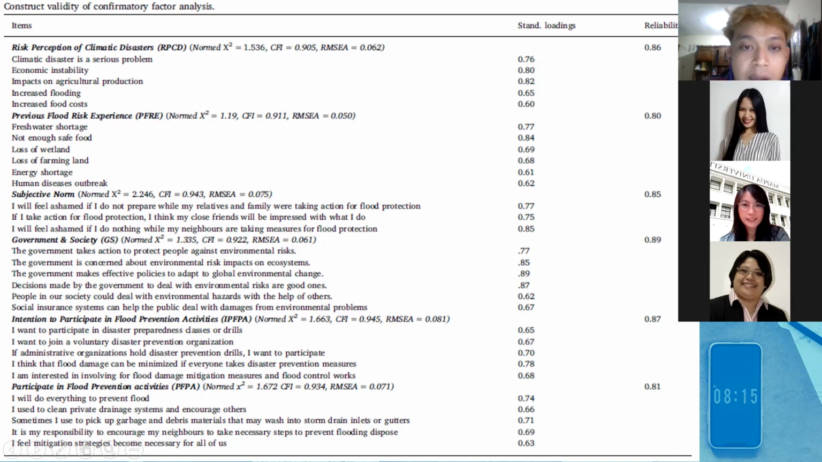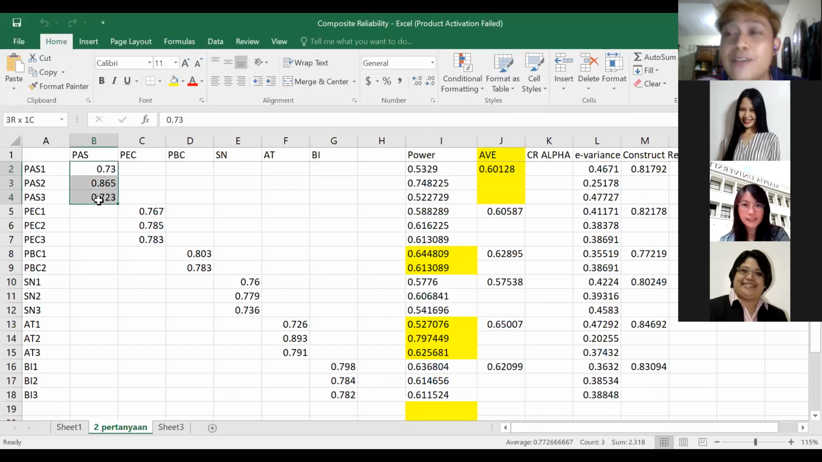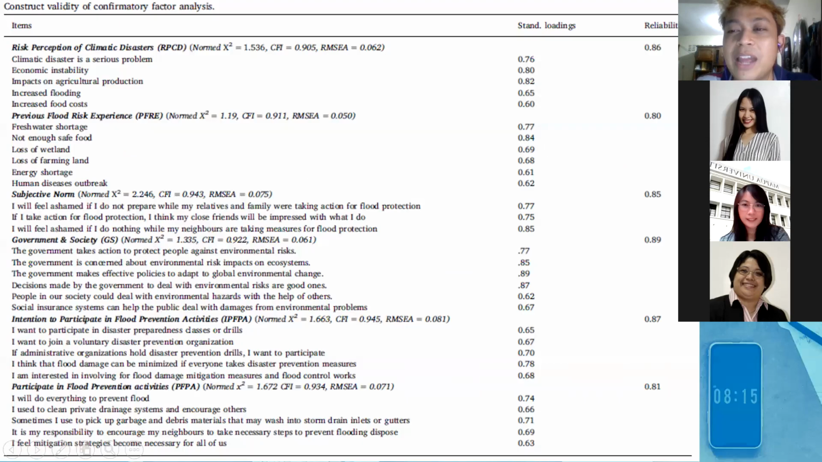So how we calculate is like this. I have the format, Maela. This is the factor loading, in an Excel format. You just type it, and later on you can get the value. I already have the format. This one is the square of the factor loading, and later I have to divide it by this plus this, so it's going to be like this.